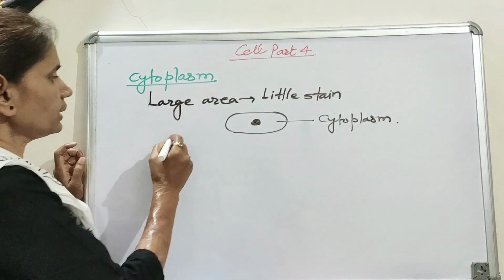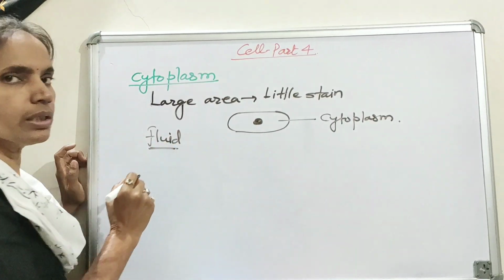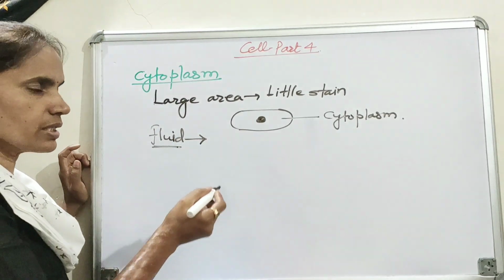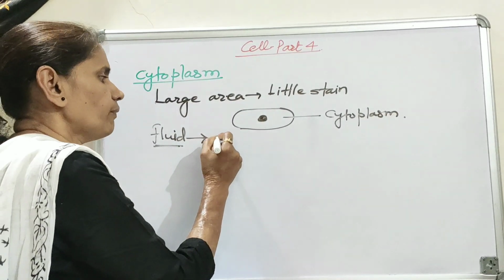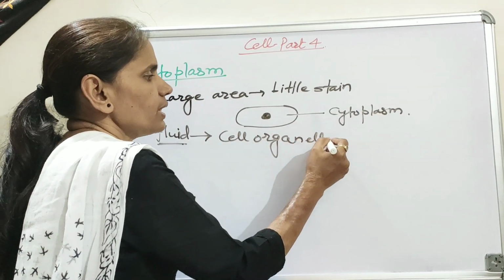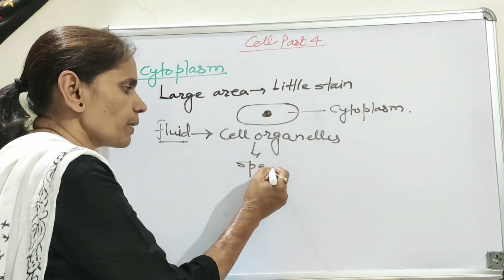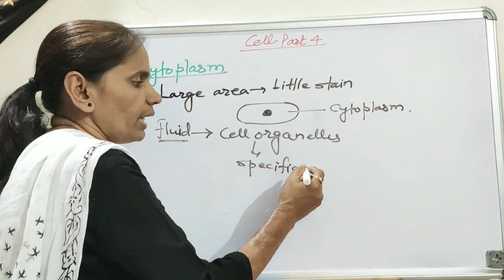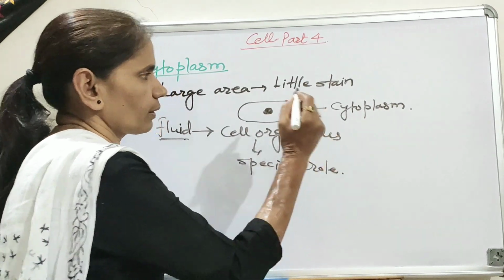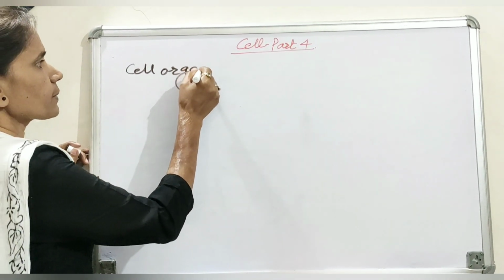Now the cytoplasm is the fluid portion or fluid part of the cell. This cytoplasm or this fluid content contains the various cell organelles. Now these cell organelles are having the crucial role or certain specific important role that are required by the cell. Now we will continue our discussion towards the cell organelles.